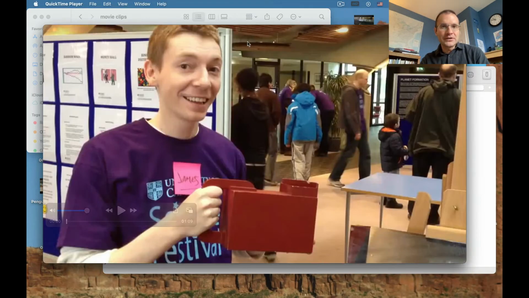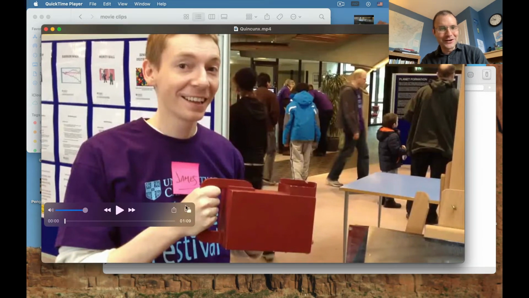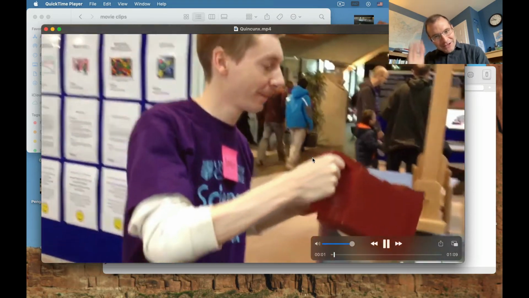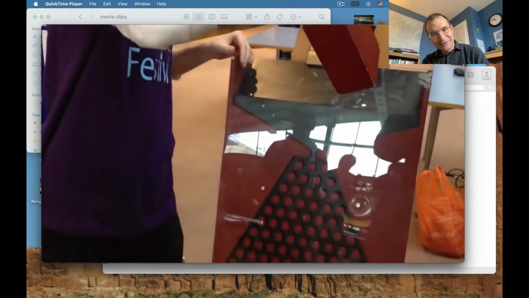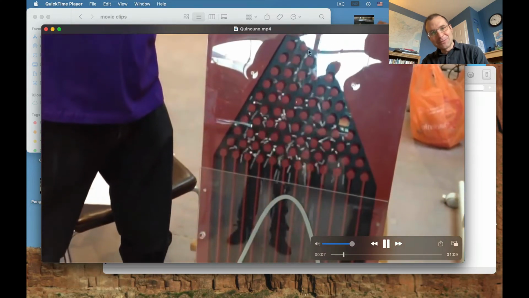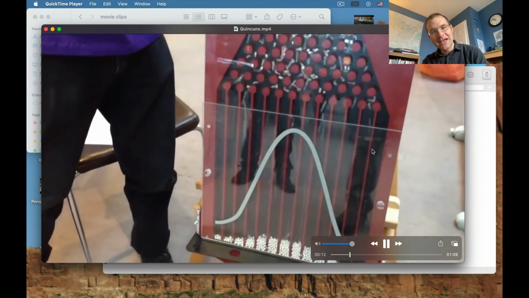And one of those is this video, which I believe we've seen before a long time ago, but I wanted to take a look at again. So this is a guy from the University of Cambridge Science Festival who has this unusual device, which is called a quincunx. And all he does here is pour a whole bunch of marbles down into this kind of filter, I guess you could say.